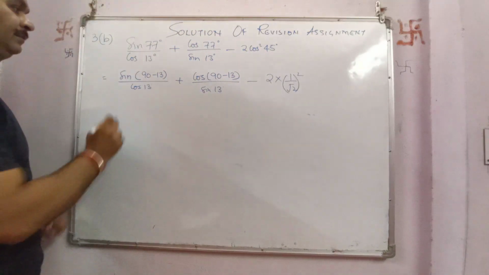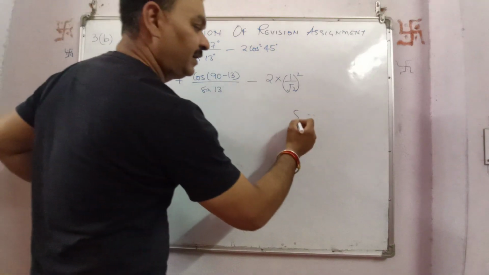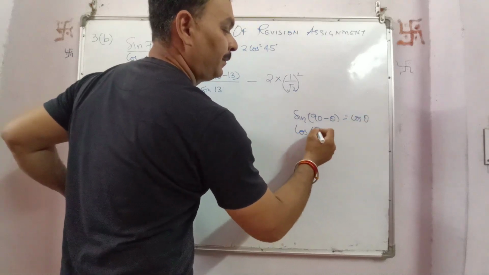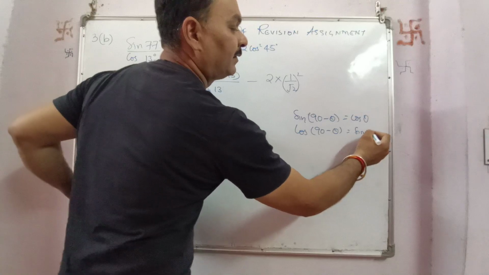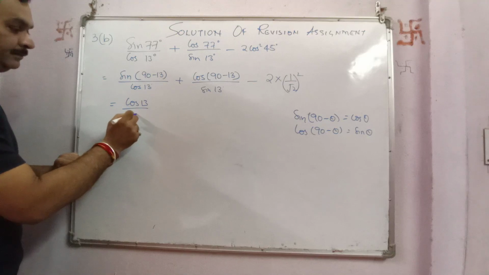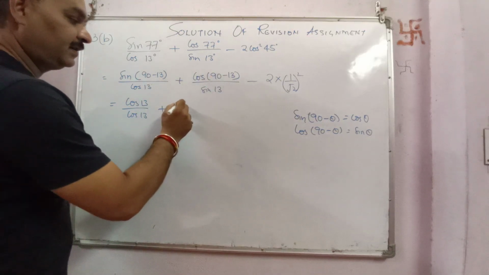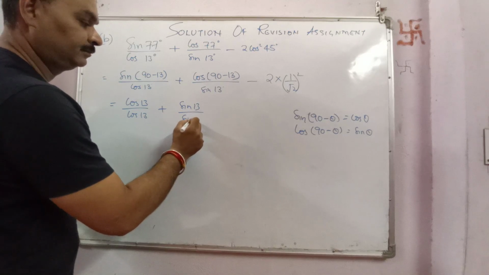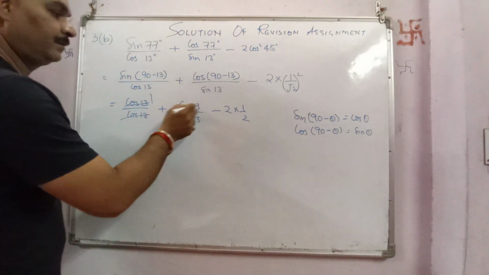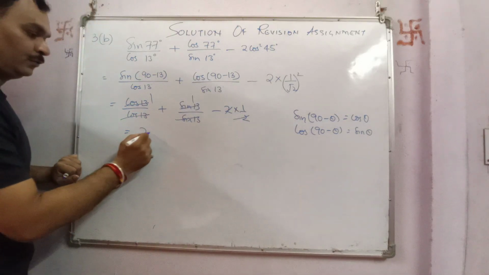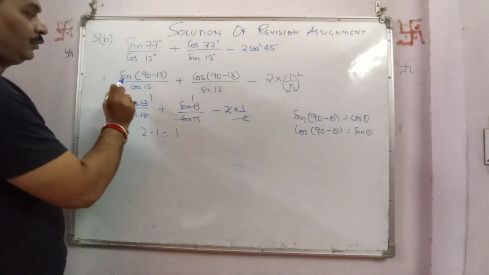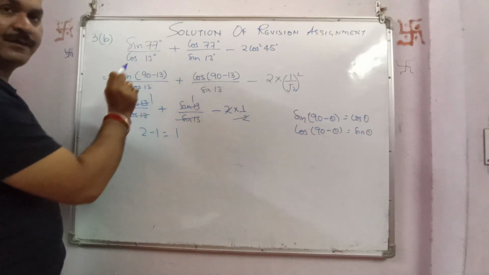2 cos square 45, we know that 45 is a standard angle and cos 45 is 1 by root 2, so 1 by root 2 whole square. Now we all know that sine 90 minus theta is cos theta and cos 90 minus theta is sine theta. So sine 90 minus 13 can be written as cos 13. Cos 90 minus 13 can be written as sine 13, minus 2 into 1 by 2. Now this will be cancelled out, 1, 1, 1. So 2 minus 1, which is 1.